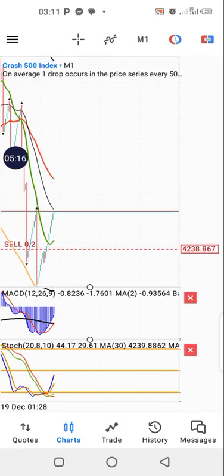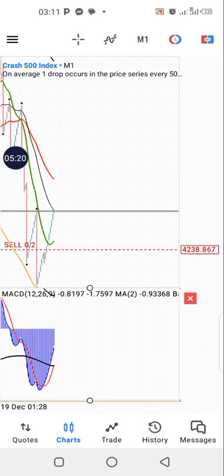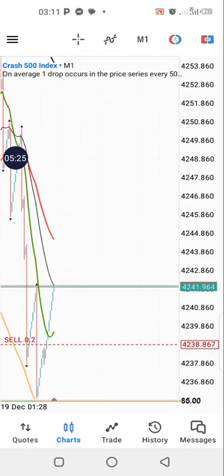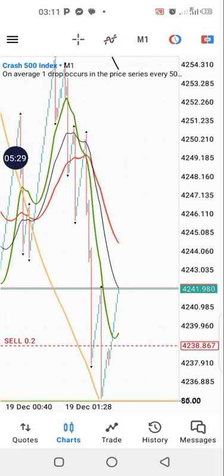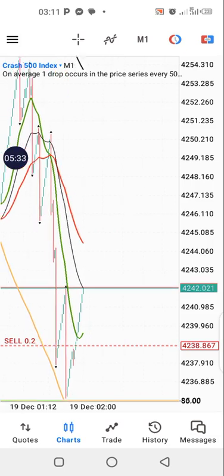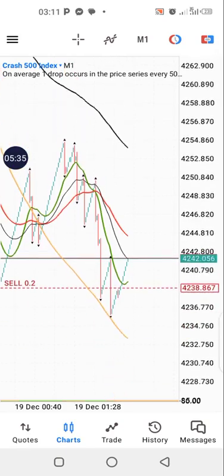So let me remove this other one so that we can get a clearer picture of what we are dealing with. Okay, so as you can see, we are still waiting for the spike to come.